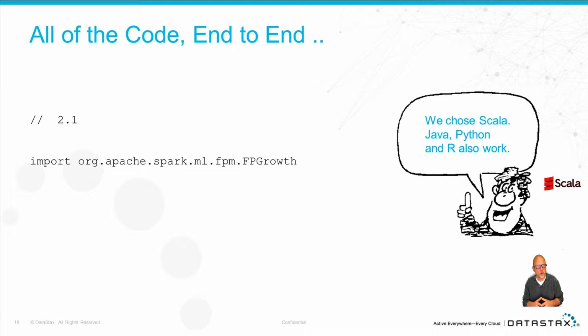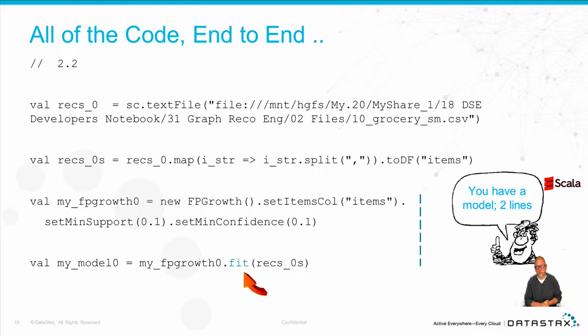So line 1, you have to import the library. So we're importing Spark ML, frequency pattern matching, and if you recall from the doc slide we had, there were actually 2 algorithms we could have chosen. FP growth works for me just fine all day and all night. So we import the library we want to make use of.